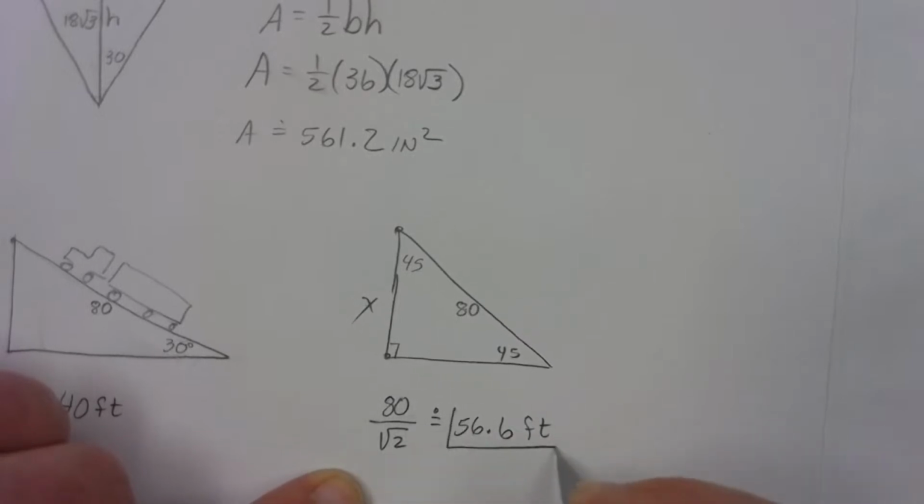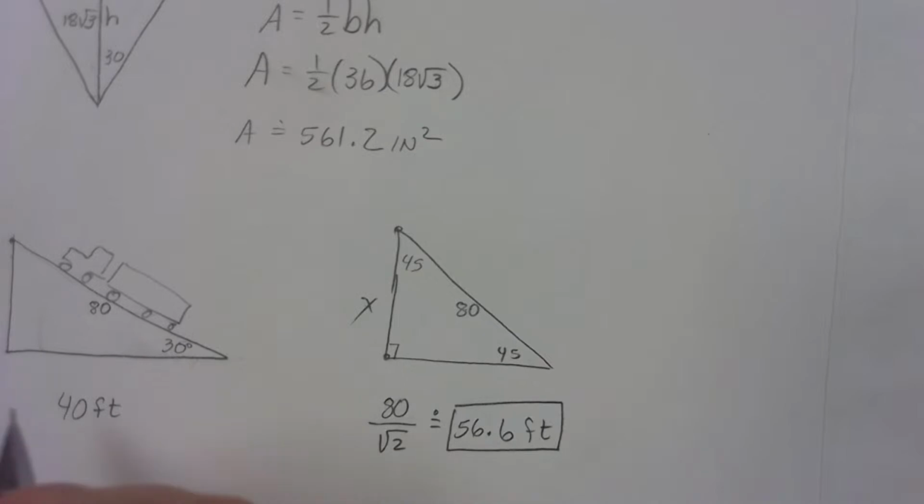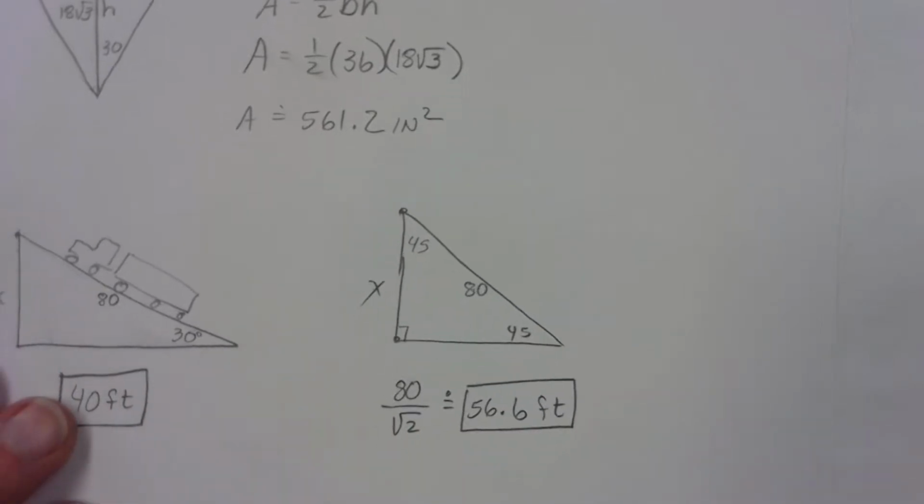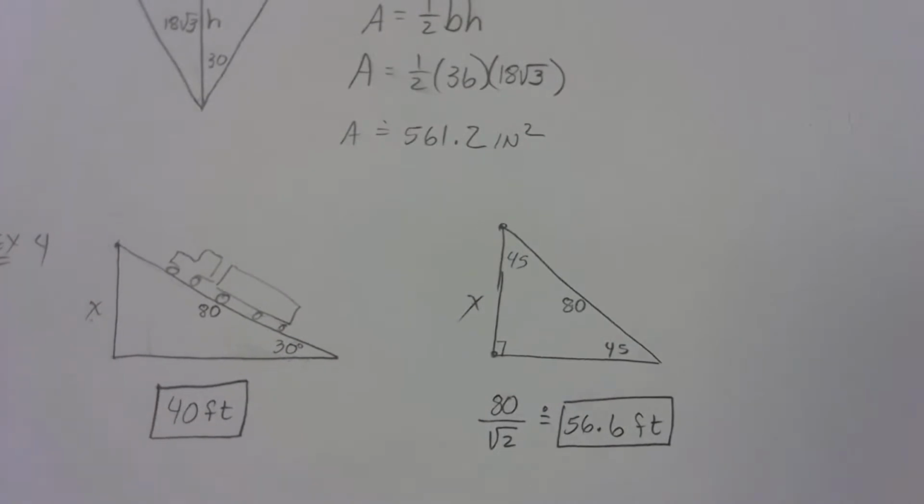If the tipping angle was 45 degrees, it would be 56.6 feet; if the tipping angle was 30 degrees, it would be 40 feet. So that's a couple of problems with context to it that you can take a look at. That was example 4, and that is it.